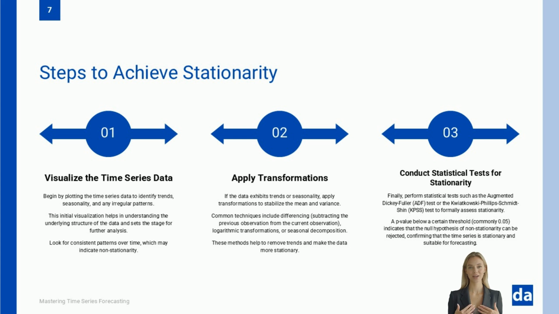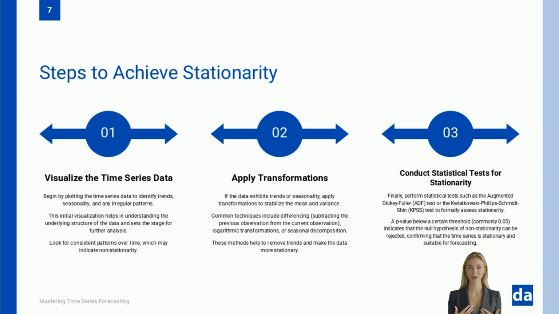To achieve stationarity in your time series data, the first step is to visualize the data. By plotting it, you can identify any trends, seasonality, or irregular patterns that may exist. This initial visualization is crucial, as it helps you understand the underlying structure of the data and prepares you for further analysis. Pay close attention to any consistent patterns over time, as these may indicate non-stationarity.